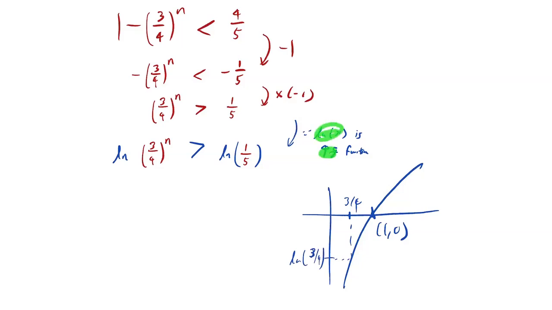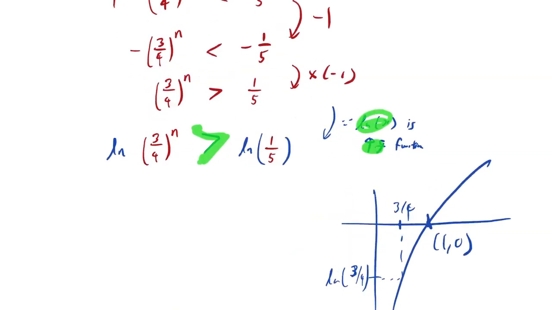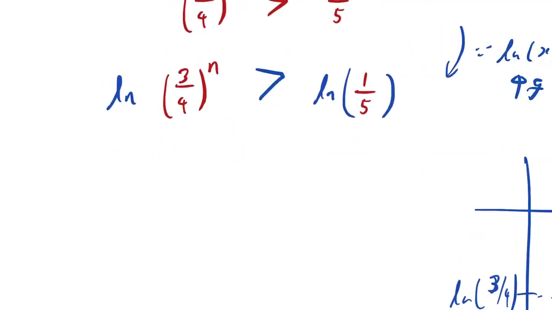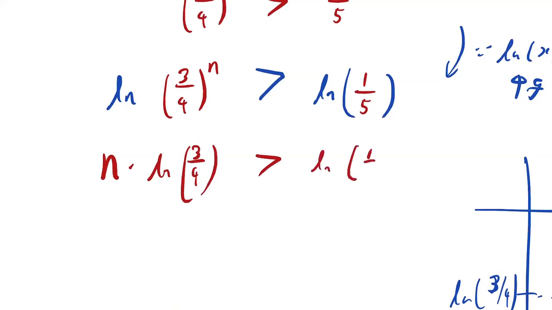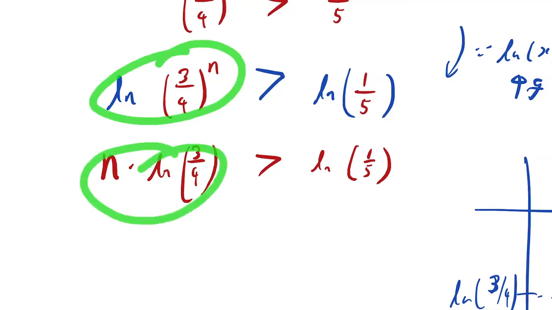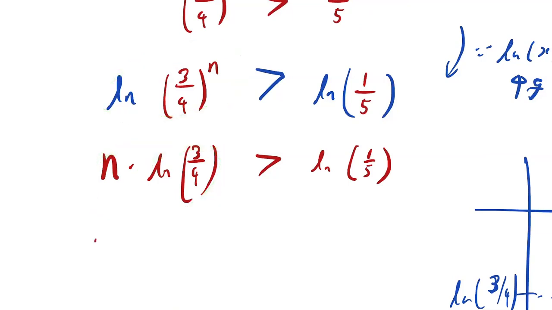Logarithm, increasing function. So currently, do you agree it is more than? Okay, then we move on. Yes, carry on. We get n multiplied by ln 3/4. I'll just use one color, getting too confusing. n times ln 3/4 more than ln 1 over 5. Okay, just use the logarithm rule, bring down. It's exactly equal. I'm just substituting the left-hand side with this. Then after that, you solve for n.